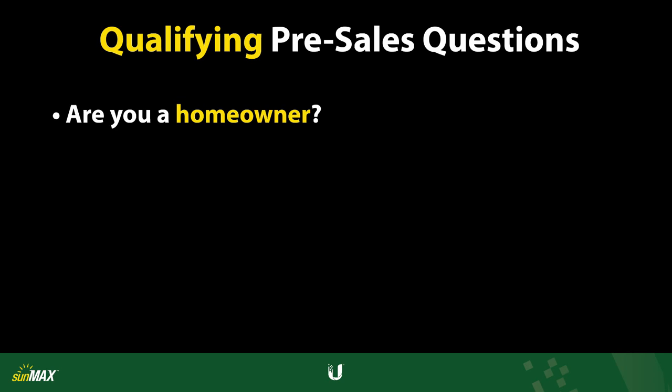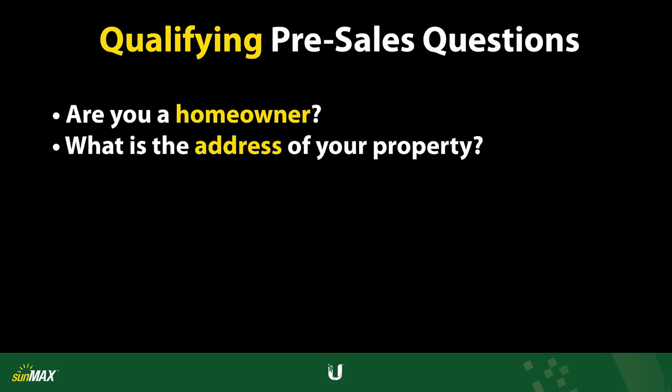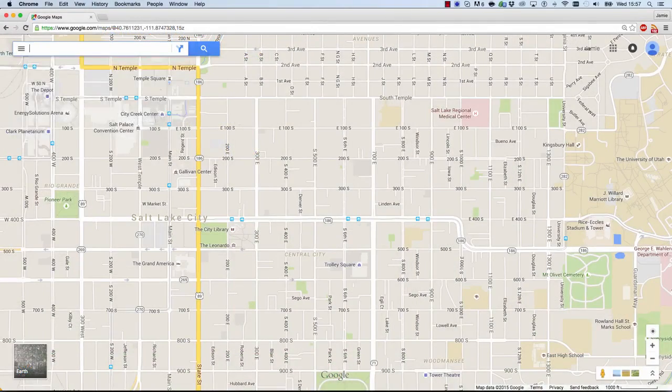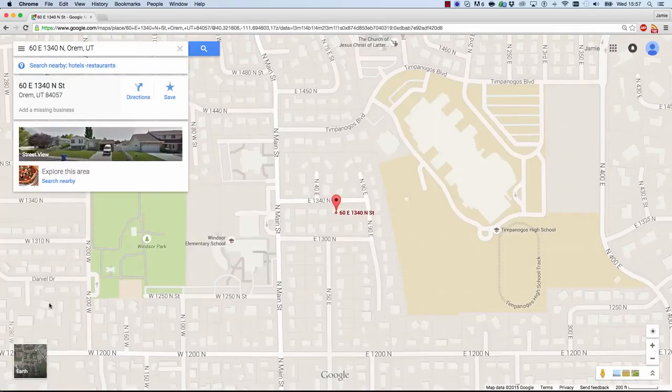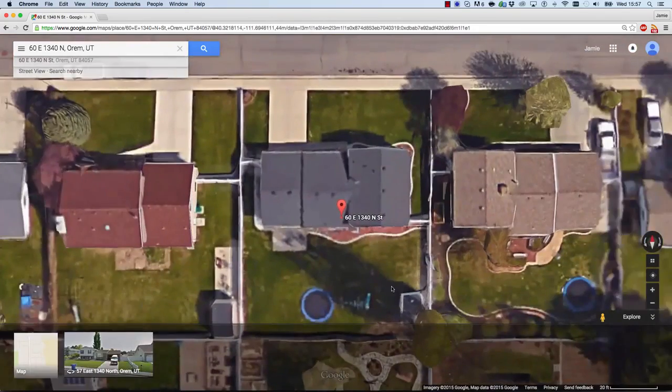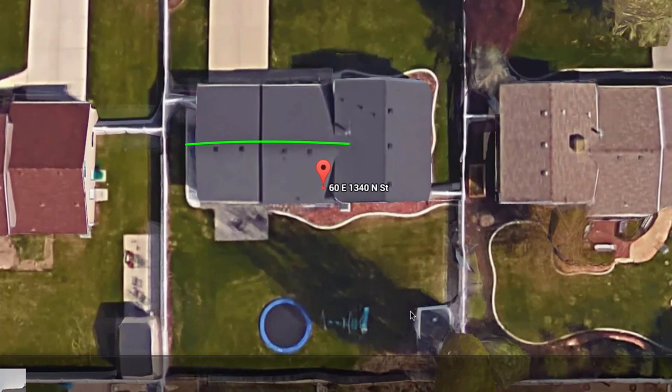First, are you a homeowner? Working with the homeowner is essential since renters are legally restricted from signing off on contract work on a property. What is the address of your property? Knowing the address also allows the sales rep to quickly identify via Google Maps the location and orientation of the roof, as well as check whether significant shading is present.